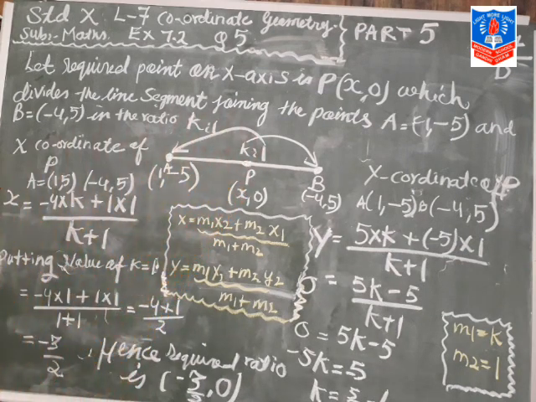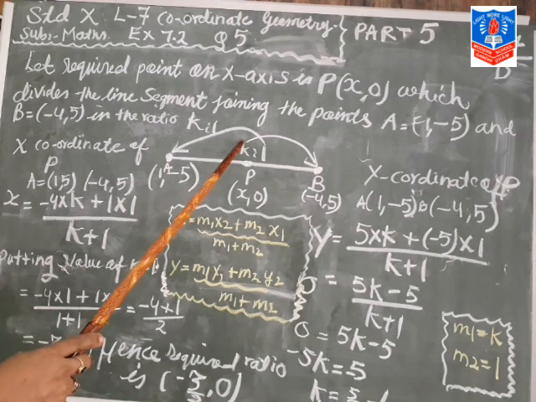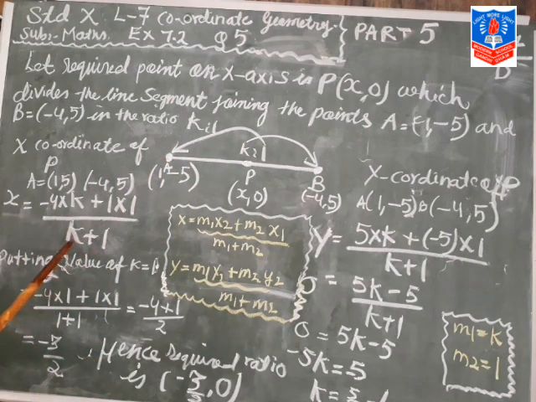Clear? Now here it is given, the x coordinate of P. M1, that is K, so K and 1, K plus 1. And here x2 is given as minus 4, and x1 is 1. Clear? So here, 4K plus 1 into 1. Here putting the value K equals 1, we are writing. Clear? So 1 4s are 4, and here it is given plus 1. So minus 4 plus 1, so minus 3 upon 2.